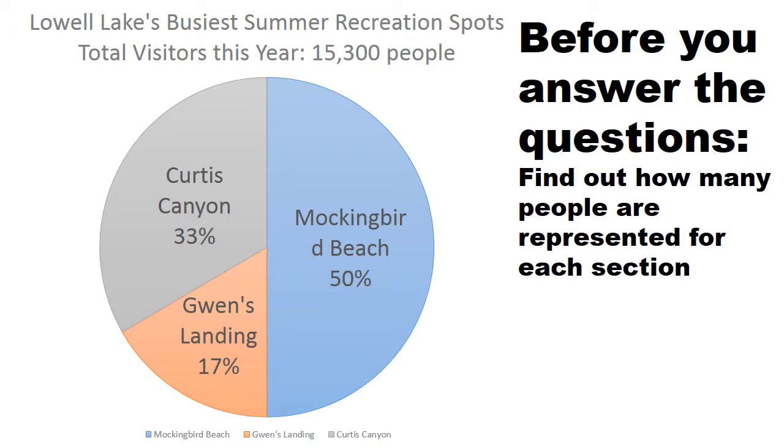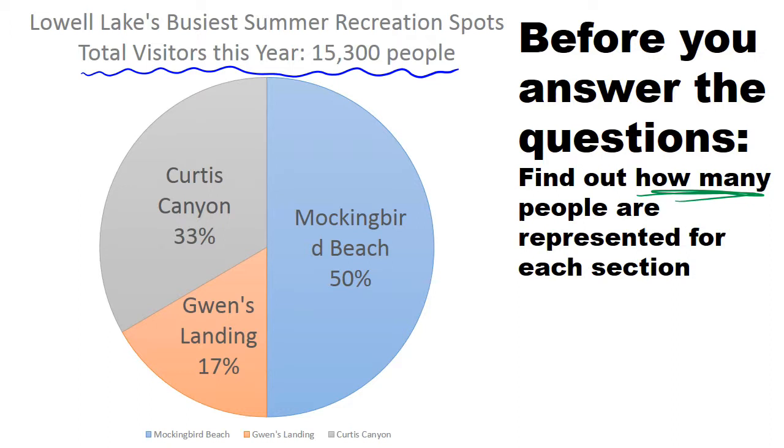All right, we're going to go ahead and take a look at our example here. So this is the first example on the handout. This is Low Lake's busiest summer recreation spots. And we're given some information. So before we answer the questions, we need to find out how many people are represented in each section. So first step here is we're going to take a look at the information that's given. The total visitors this year was 15,300 people.